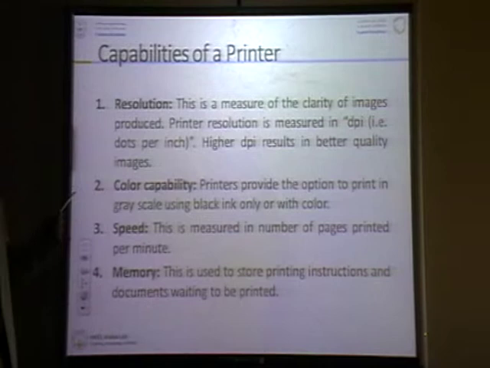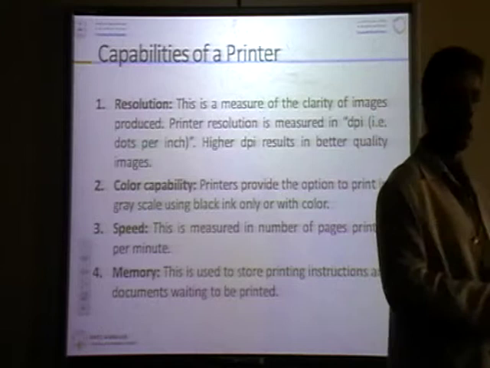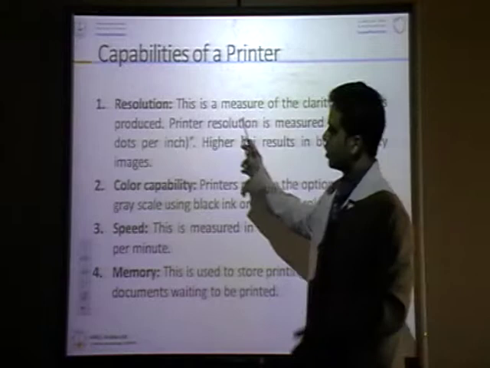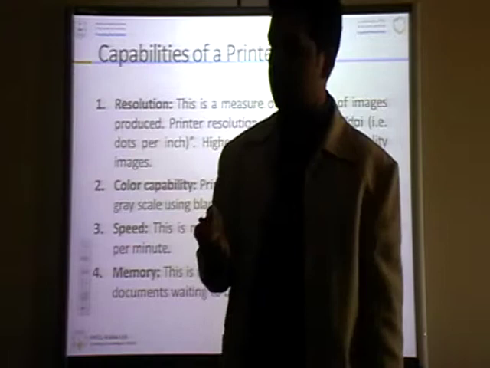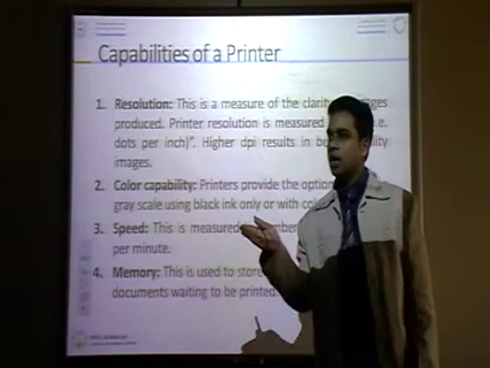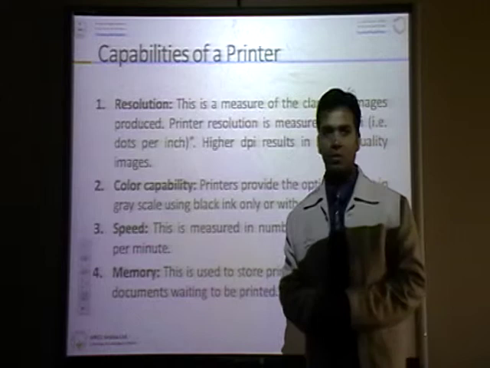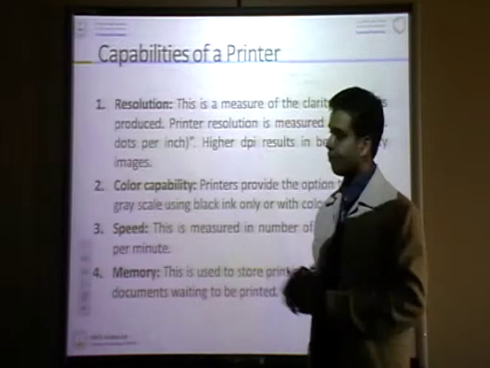When you go to buy a printer in the computer shop, what will you see? First of all, you will check resolution. Resolution means how nicely it prints. For example, when you buy a camera or mobile, you ask about 1 megapixel, 2 megapixel, 10 megapixel, 12 megapixel. Nokia launched a 40 megapixel camera, I think the Nokia 808. Very clear. So that is resolution, how clear a picture it prints.